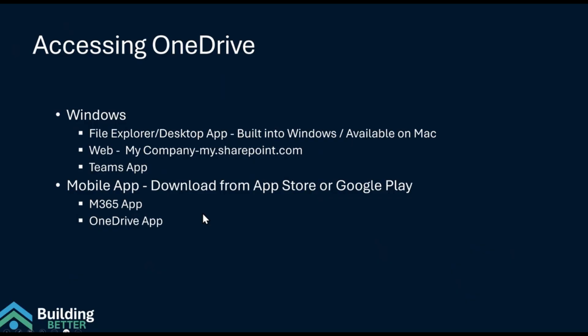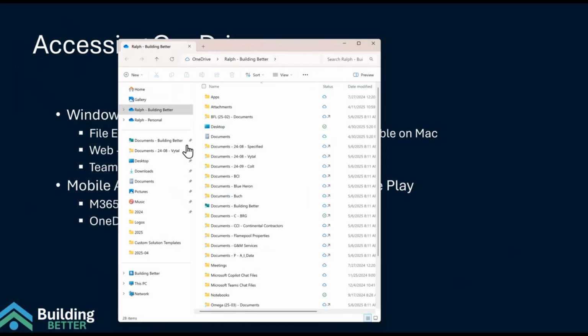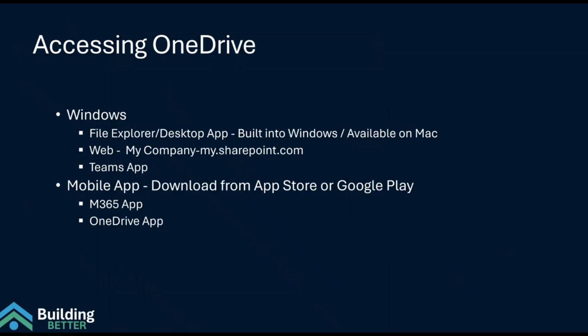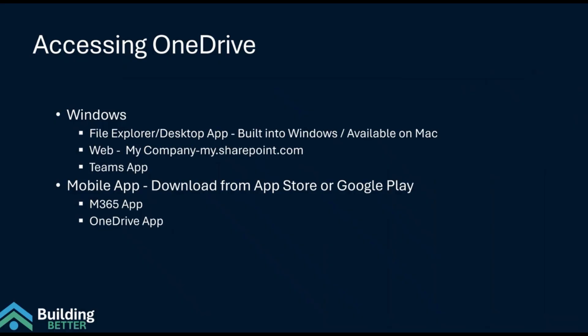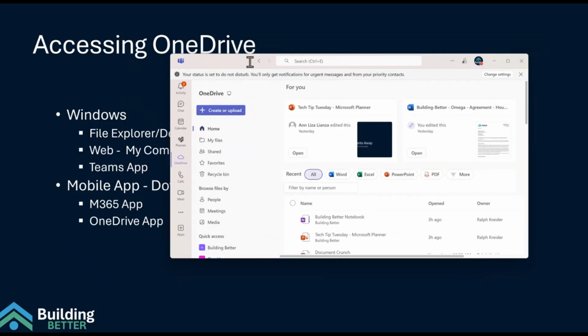So how do you access it? Two primary ways, Windows and mobile. On a Windows device, you have your File Explorer. So you have File Explorer right here through your Building Better and personal one, or you can access it down there. You have your SharePoint environment, which is right here, your company name .sharepoint.com/my, and then you have it within your Teams app, right there.